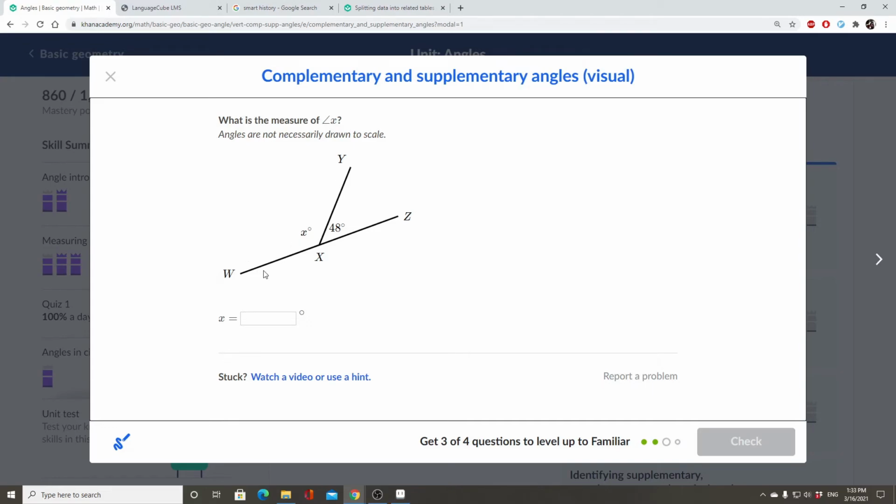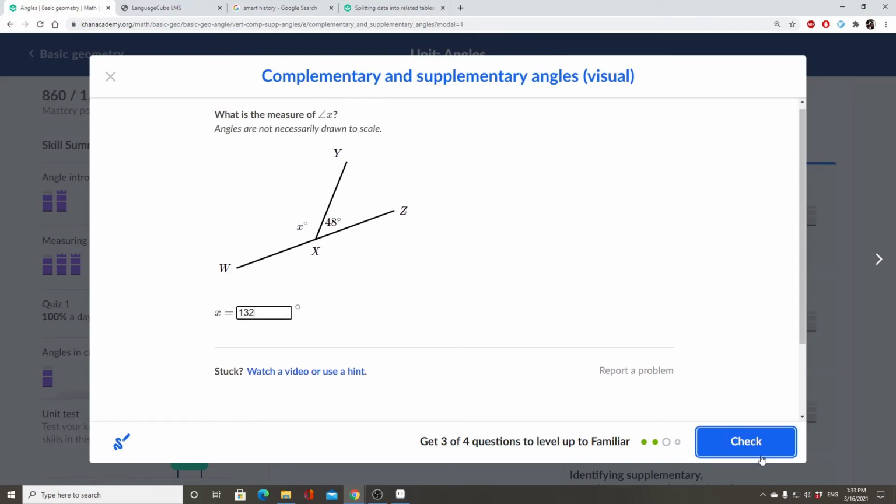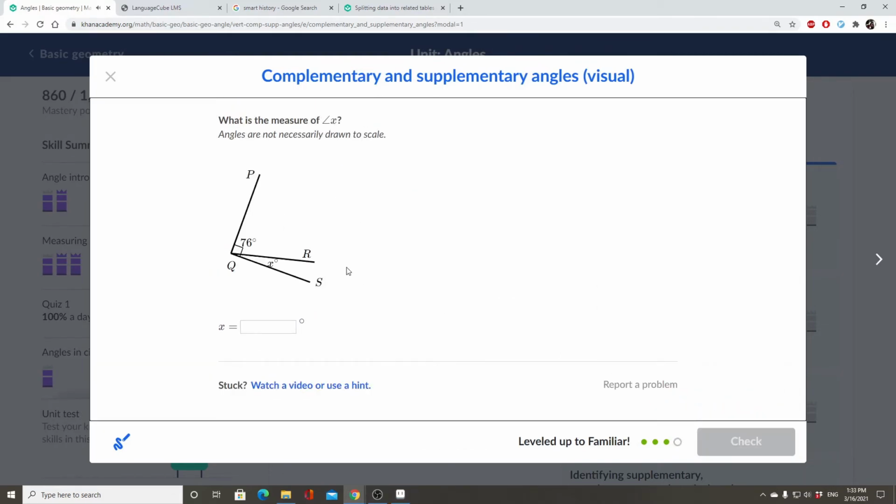Okay. What is the measure of x? So it's like 180 minus 48. So what is 80 minus 48? Well, 80 minus 40 is 40. So it's 32. So we're looking at 132, I guess. That's right.